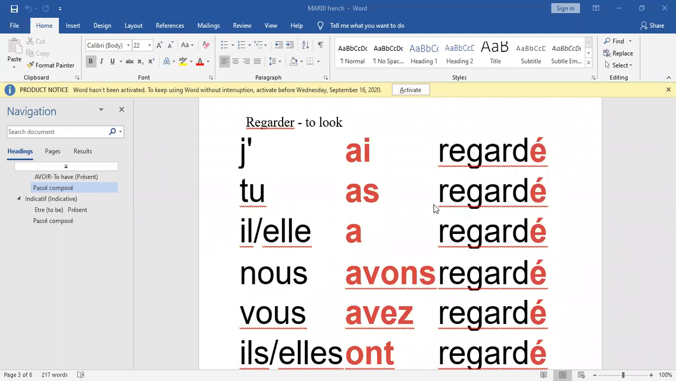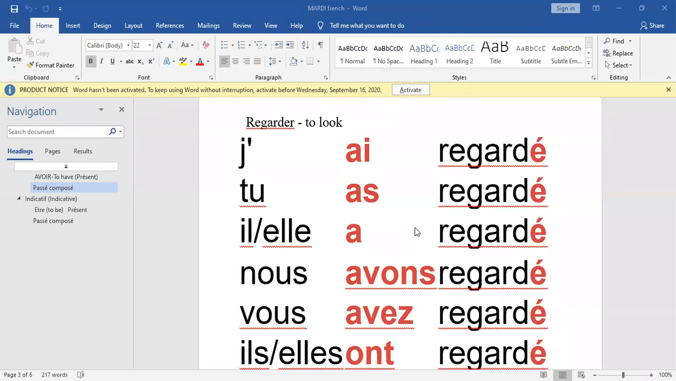J'ai regardé, it can be watched as well. Watched. J'ai regardé la télévision. Yes, sir. I watched the television last night. J'ai regardé les photos ou bien les images du Nigeria. I watched what? The pictures of where? Of Nigeria. You know, in Nigeria, we have a lot of beautiful places, beautiful sights to behold.